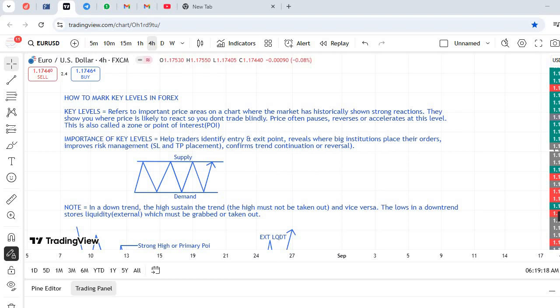A lot of Forex traders can trade very well. They have good psychological management, they have good risk management, they have the technical analysis in place and also fundamental analysis. But when it comes to identifying key levels in Forex, it is always an issue. And because of that, the market has always been taking advantage of that gap.